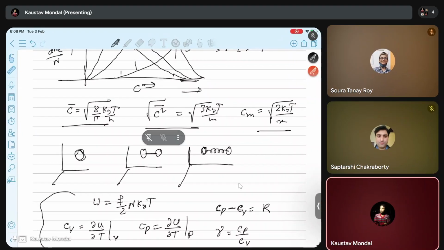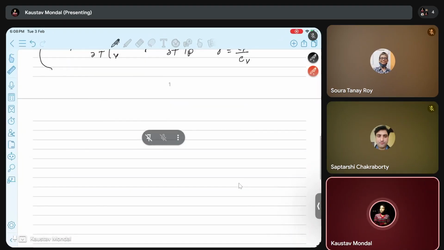So now, in today's class, we'll initially start with gas collision theory, mean free path, mean collision frequency, and all. And after that, we will also solve some problems.